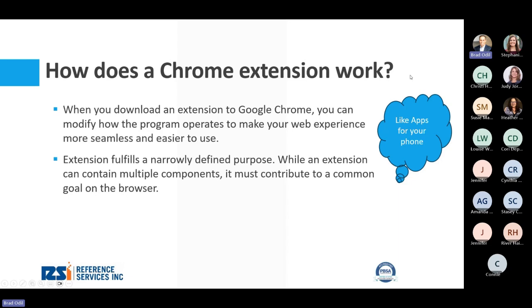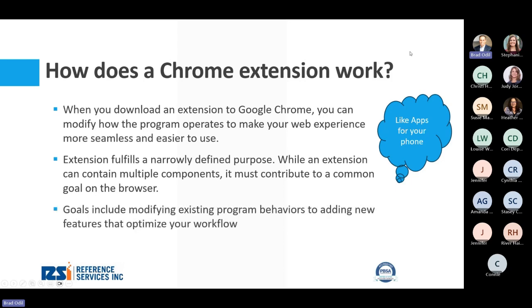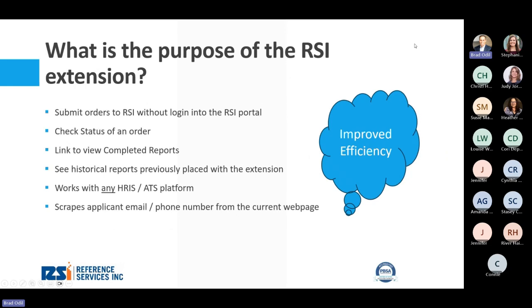The extension narrowly defines a purpose. While the extension can contain multiple components, it generally is there to perform one specific goal. In this case, that goal is to send us an order to our RSI platform. Usually those goals include modifying the program that you're on, depending on the web page and whichever platform that you work with. I'm going to demonstrate today exactly how this works and really how simple it is. It's not a difficult process at all.